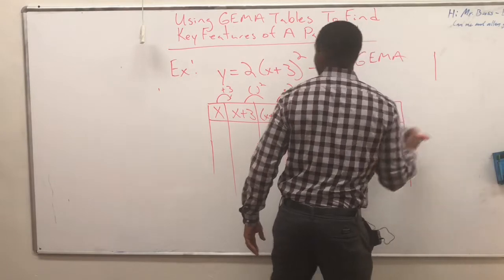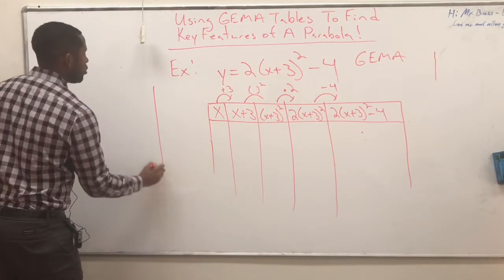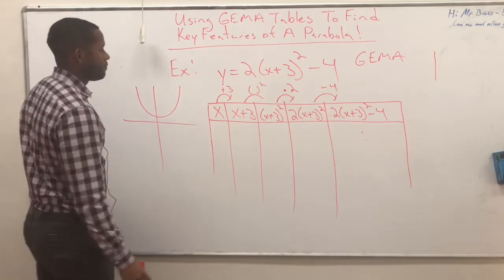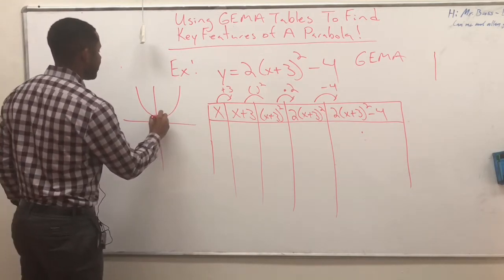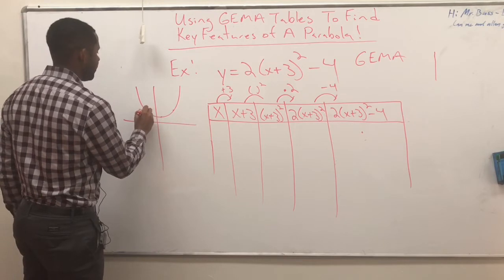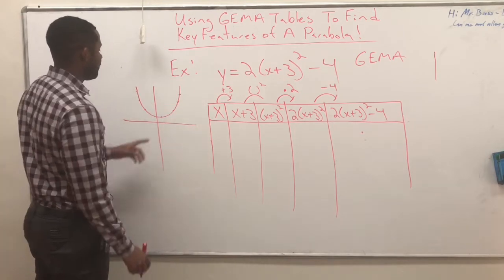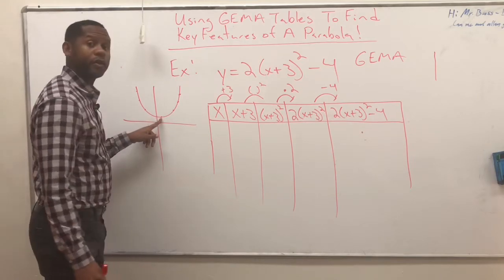Now, one of the cool things that we know about parabolas is they have this quality where they kind of mirror each other, right? This is a mirror reflection of this side. This is a mirror reflection of this side. This is a mirror reflection of this side. And you have like this either high point or low point.